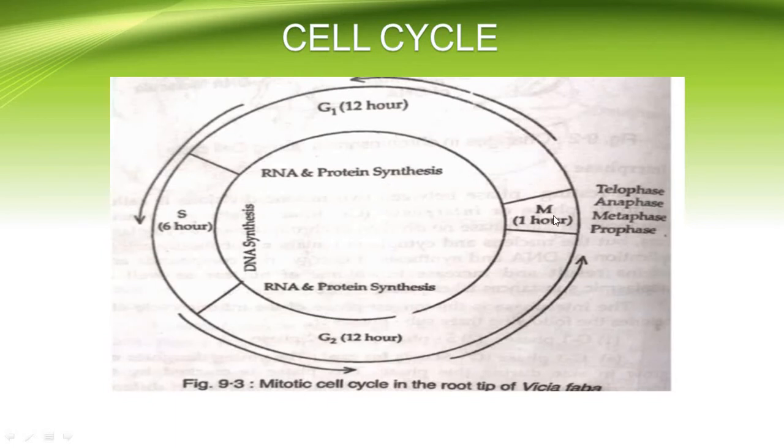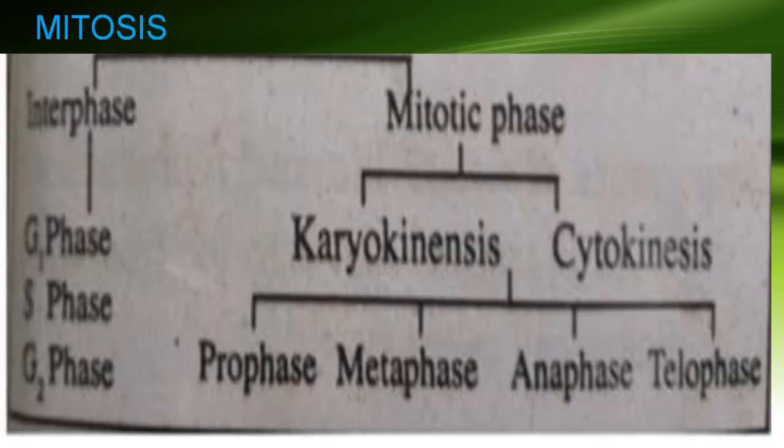Mitotic phase again is having four phases. The mitotic phase is divided into four phases here. First one telophase, second one anaphase, third one metaphase, and fourth one is prophase. So four major phases you can see in mitosis, M. So this is mitosis.